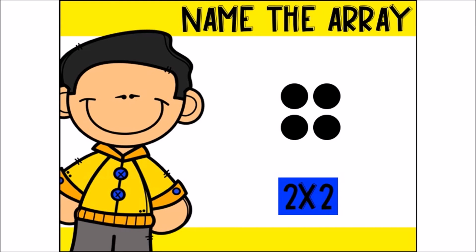Now for fun, I want you to please write me a repeated addition sentence for this same problem. What would that look like? Write it on your paper. The answer would be 2 plus 2 equals, what's 2 plus 2? That's like counting by twos. 4. So we should have written 2 plus 2 equals 4. That's our repeated addition sentence.